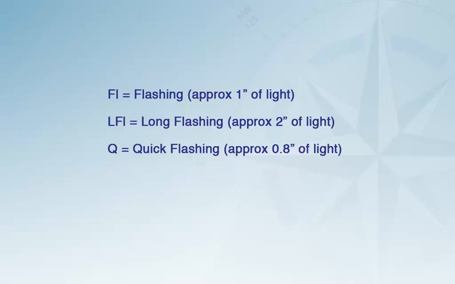Q means a quick flashing light, showing for approximately 0.8 of a second, and VQ, very quick, just 0.6 of a second. Any of the above can be combined with further sequence information. For instance, this means a quick red flashing light that displays 3 times within an 18-second sequence. The other abbreviations tell us that it is 32 meters high and the light has a range of 8 miles.